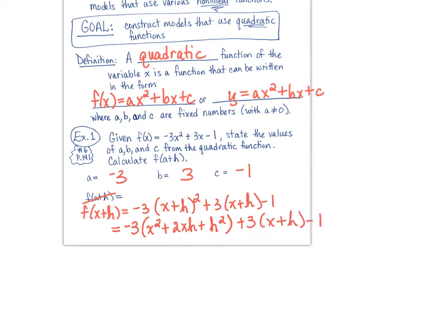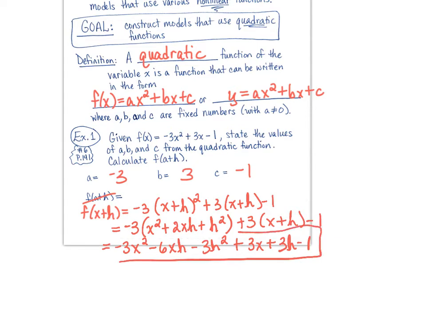Now distribute your negative 3. What do you have? Negative 3x squared, and so on, minus 1. Very good. That's it. What questions do you have? Okay, so that's an example of a quadratic function.